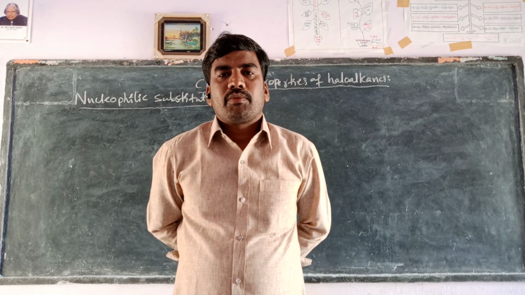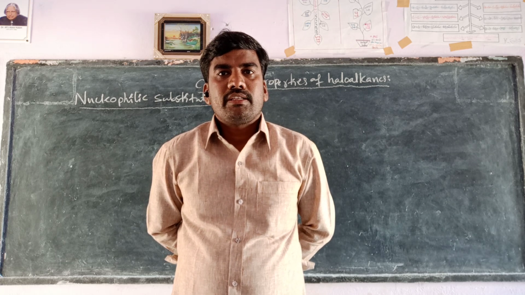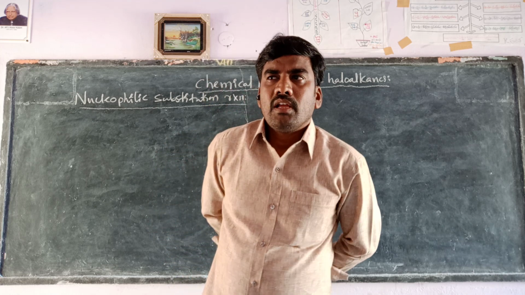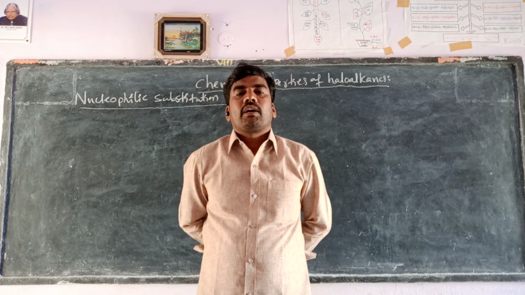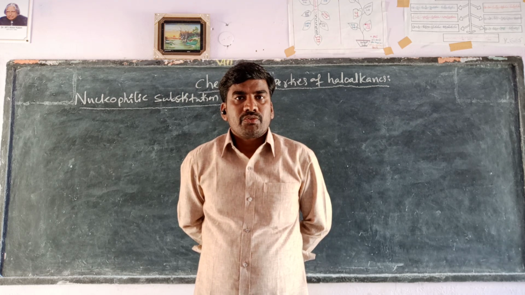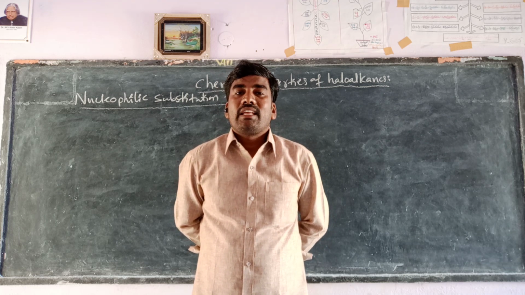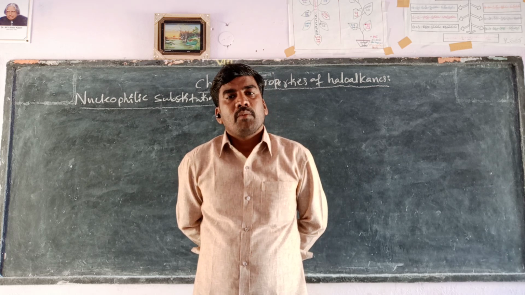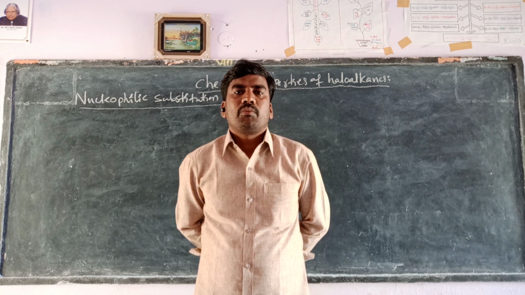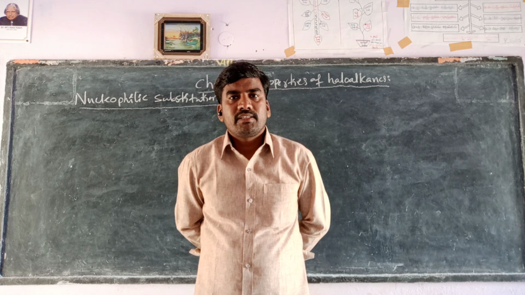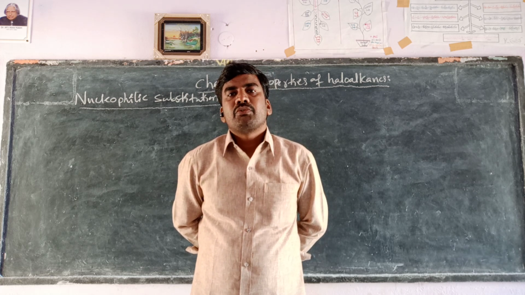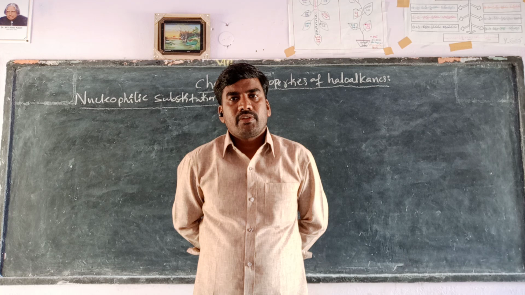Today we are going to discuss the chemical properties of haloalkanes. In haloalkanes, the bond between carbon and halogen atom is polar in nature due to the electronegativity difference of the carbon and halogen atom. So the alkyl halides are highly reactive classes of organic compounds. By using these alkyl halides, we can prepare many useful organic compounds like alcohols, ethers, amines, cyanides, esters, etc.